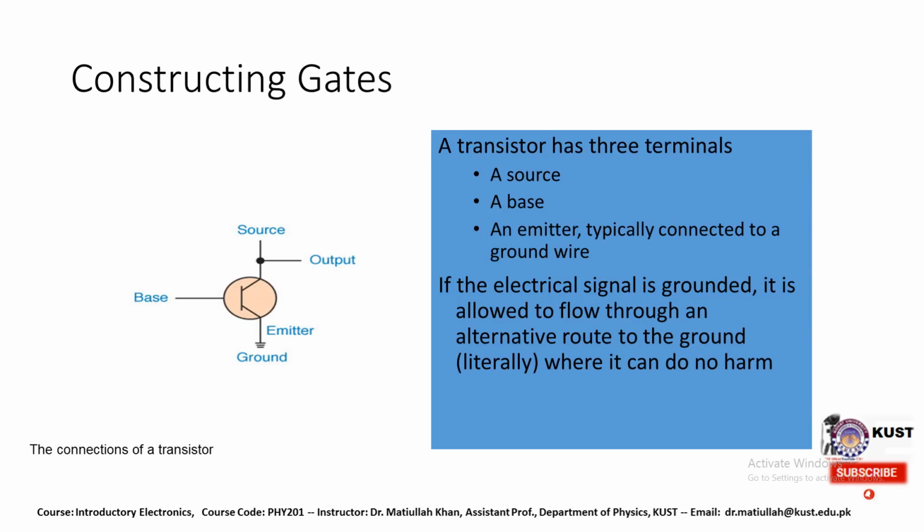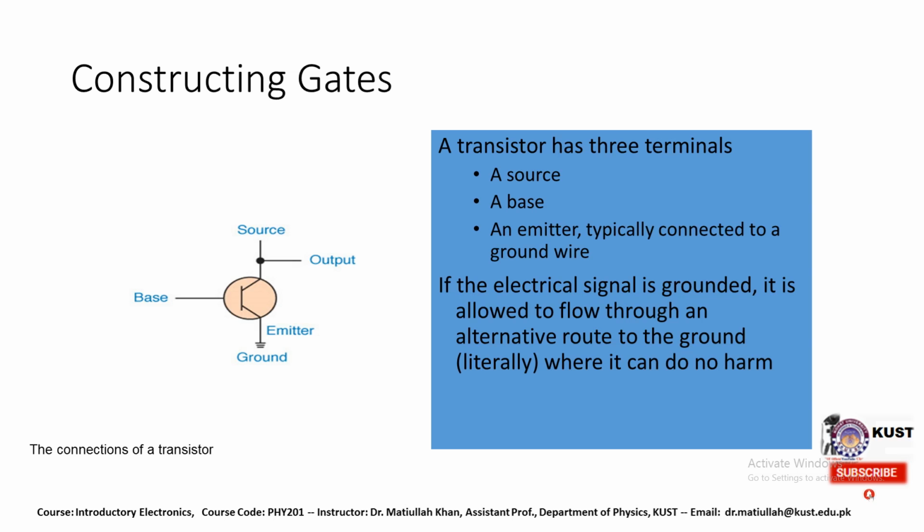So how can we construct the gate? For this purpose we need three things. One is the source, another is the base, and another is the emitter, which is typically connected to the ground. That is the transistor. If the electrical signal is grounded, it is allowed to flow through an alternative route to the ground, where it can do no harm.